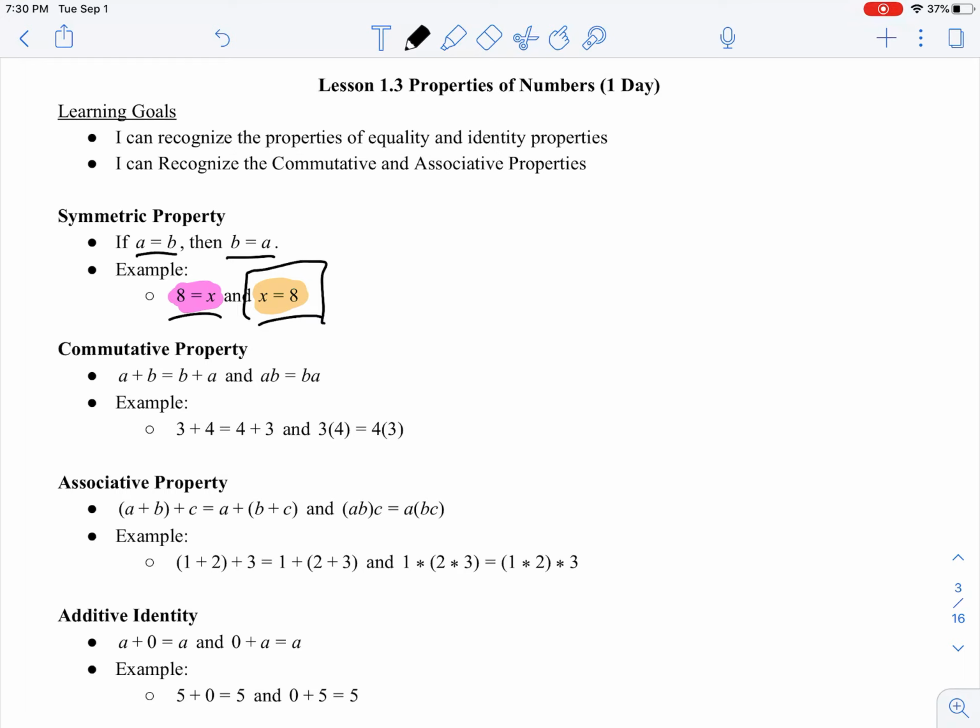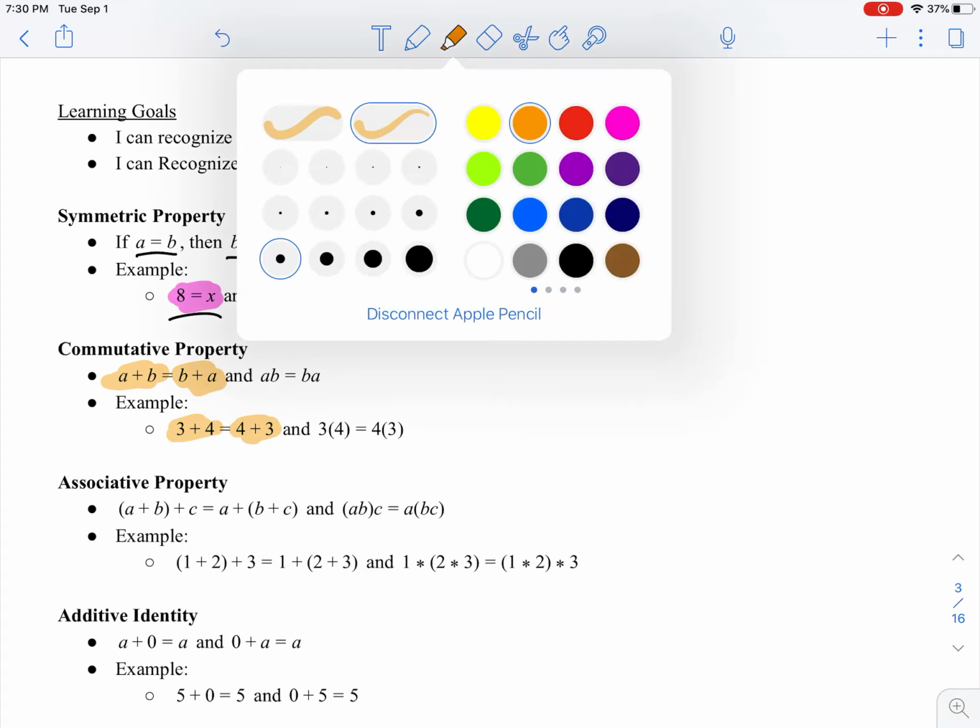The commutative property basically says if you can flip things around and it doesn't change the answer, then it satisfies the commutative property. For example, a plus b should equal b plus a. For example, 3 plus 4 does equal 4 plus 3. They're both 7.